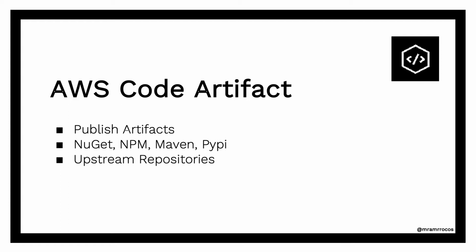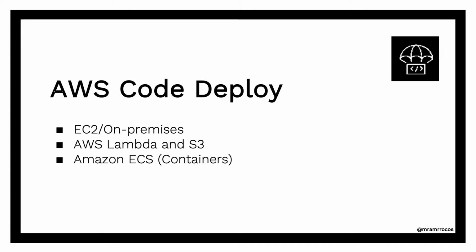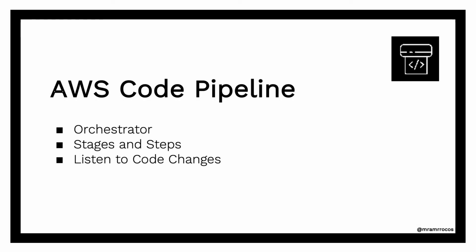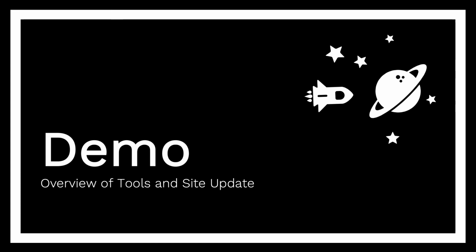AWS Code Deploy is where you automate the deployments into environments, such as EC2 instances and on-prem services. Finally, Code Pipeline is the orchestration tool, where you create the workflow that takes your code from the repository to the production environment, passing through all the stages and approvals required by your process. Now, let's see a demo with an overview of the tools mentioned and a pipeline that updates an application written in Angular and hosted in an AWS S3 bucket.